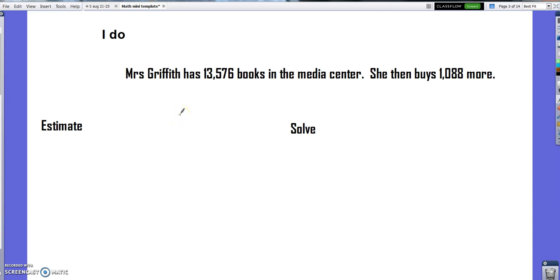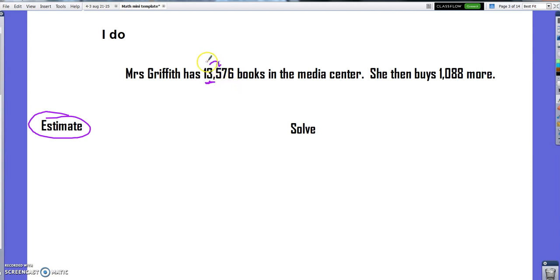This year, she will buy 1,088 more books. How many books will there be in the Media Center after she buys those new books? So before I even answer that, I am going to make an estimate so that when I see my answer, I know if I'm anywhere close. So I'm going to look at this and say 13,000. I'm going to pick a logical place to round that to. I think I'm going to round it to the thousands.